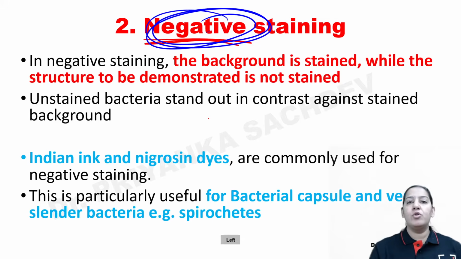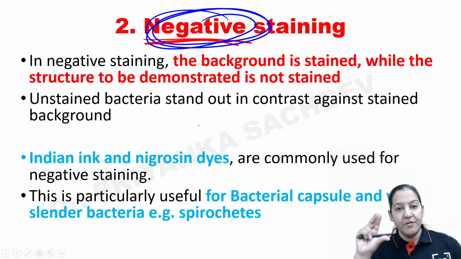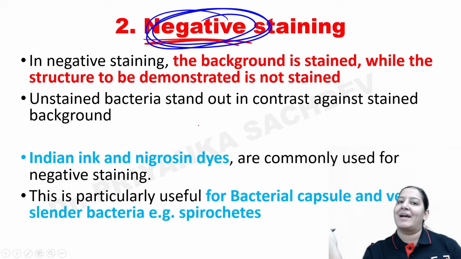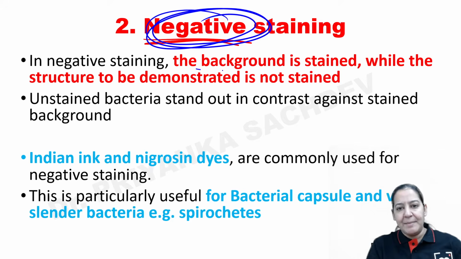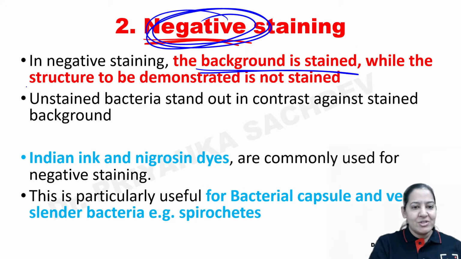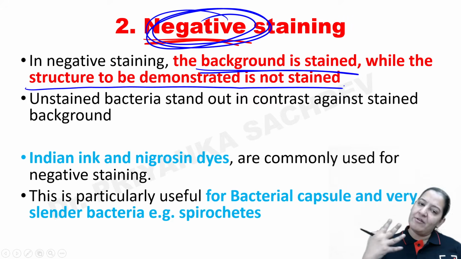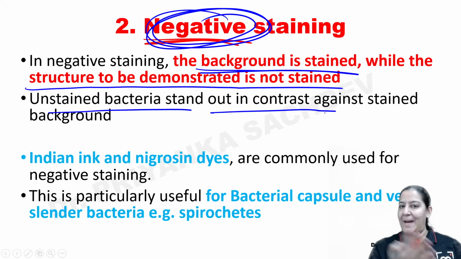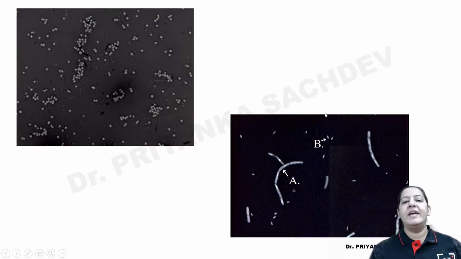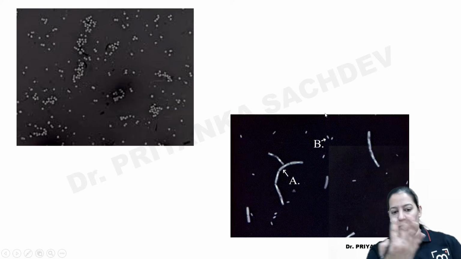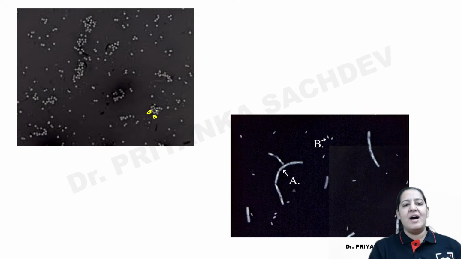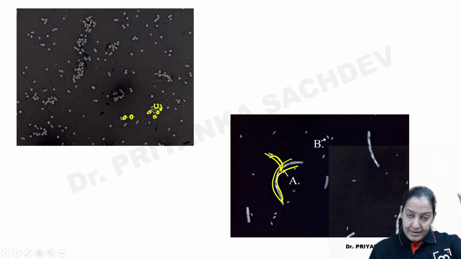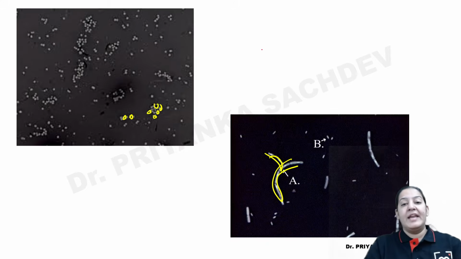In negative stain, you know photographs also have a negative. In the negative, the person is not colorful, the background is black. So it provides contrast, right? Here we are staining the background, while the structure to be seen is not stained. It will remain transparent only. So the unstained bacteria will stand out in contrast to the background. Can you see this diagram? The background is stained and you can see the unstained bacteria standing out on a dark background. So this is the negative stain.